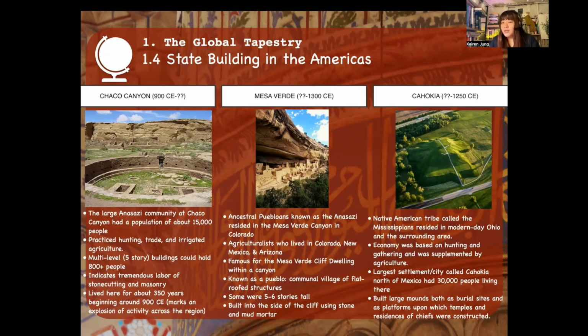Next, we're looking at the Cahokia civilization, which lasted until 1250 CE. It was probably abandoned at that time. We don't really know what happened there, but it was a Native American tribe that we call the Mississippians that resided in modern-day Ohio as well as the surrounding area. Their economy was based on hunting and gathering and was supplemented by agriculture. Their largest settlement or city was called Cahokia, and it was north of Mexico. It had 30,000 people living there. Amazing at that time period. An enormous agglomeration of people. They built large mounds, both as burial sites and as platforms upon which temples and residences of chiefs were constructed.